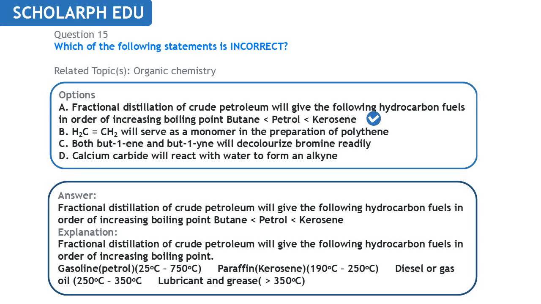So if you look at this, you can see that the boiling point of the petrol is greater than the boiling point of the kerosene. If you look at this, you see the boiling point of the kerosene is greater than the boiling point of the gasoline, but here they are saying that it is less, so this is not correct.